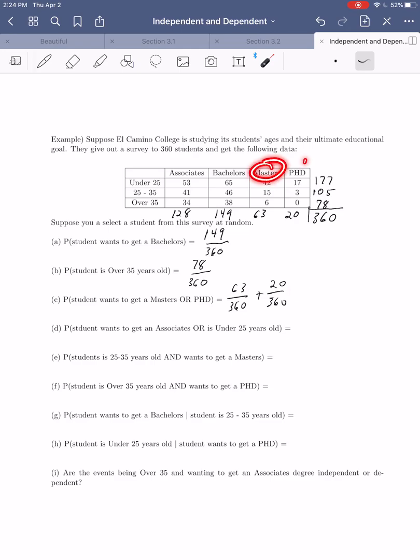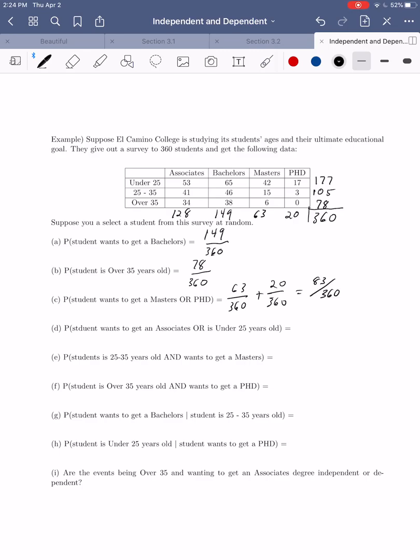Well, master's and PhD can't happen at the same time because they're a goal. You can only have one ultimate goal there. So there is no overlap. In other words, these two are mutually exclusive. So we don't need to worry about any overlap. We just add them up. We get 83 out of 360.